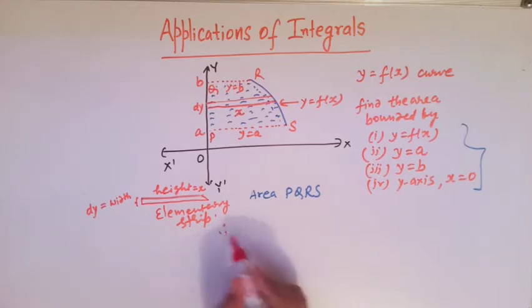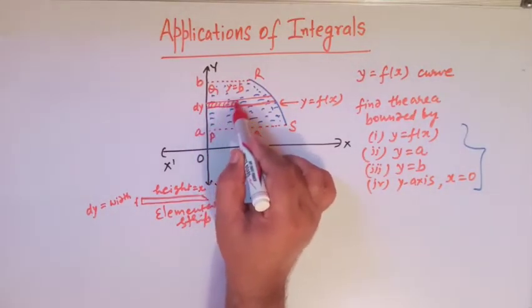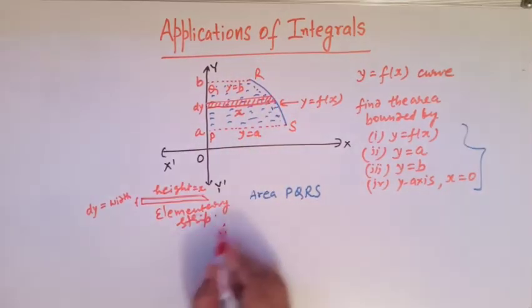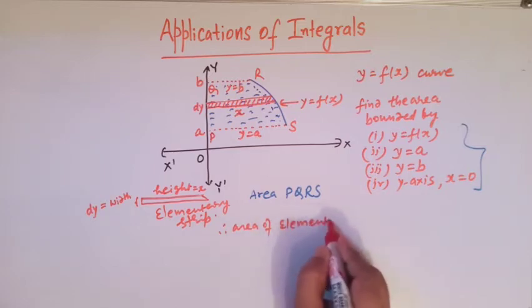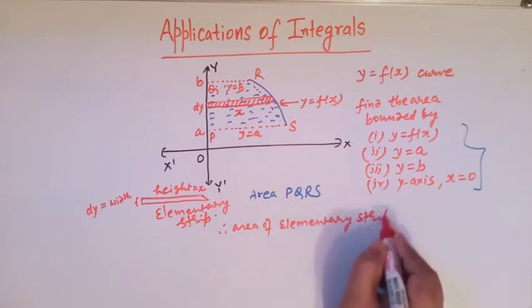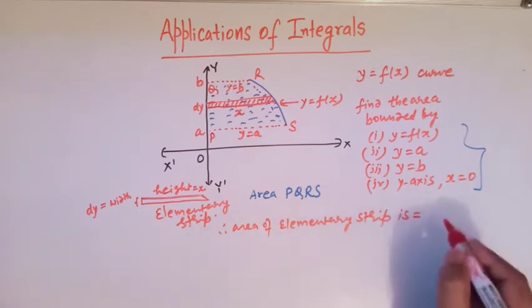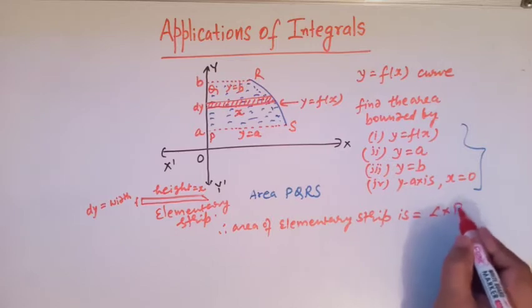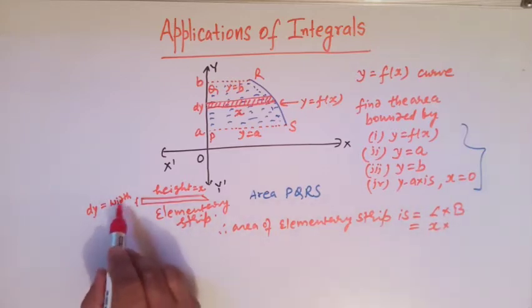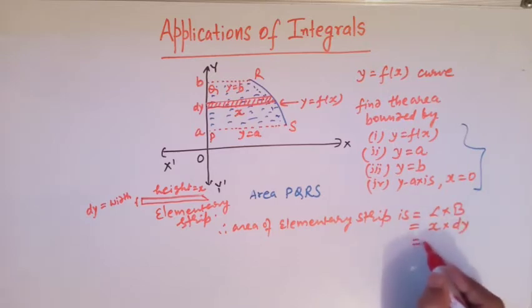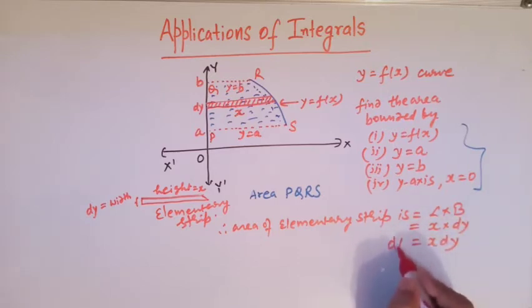So the area of this elementary strip is length into breadth, right? Now what is length? Length is the height, which is x, and the breadth or the width is dy, right? So this small area or elementary area, which is denoted by dA, is equal to x dy, right?